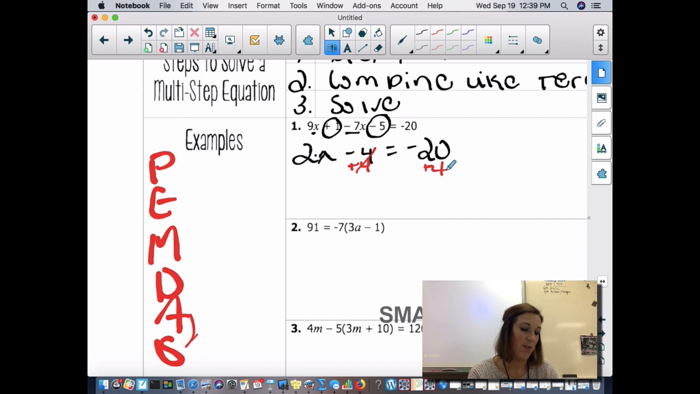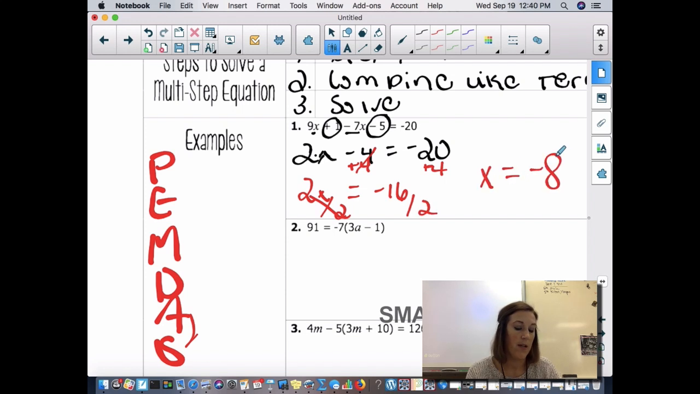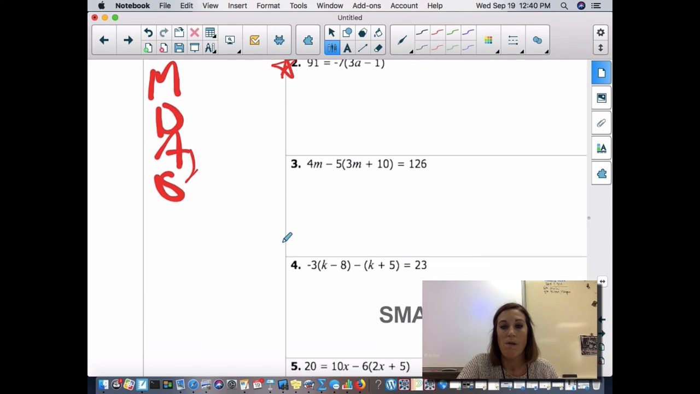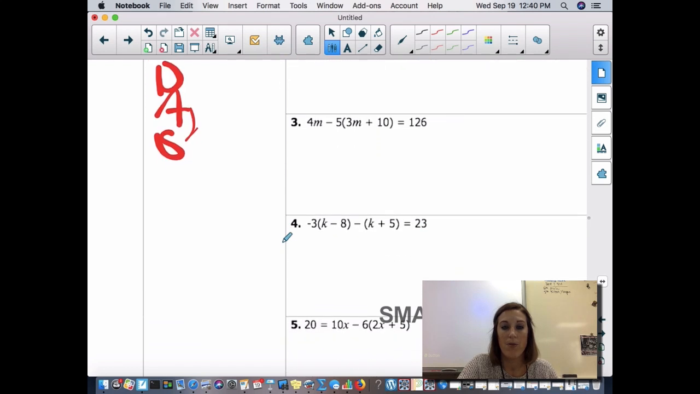Okay, it's very important at this point to make sure that you are showing work so that I can check for any errors. So we have 2x, 4's cancel out, equals negative 20 plus 4 is negative 16. So 2 times x, the opposite, is to divide by 2. Divide by 2. So x equals negative 8. All right, go ahead and try number 2 yourself. Okay, number 3.